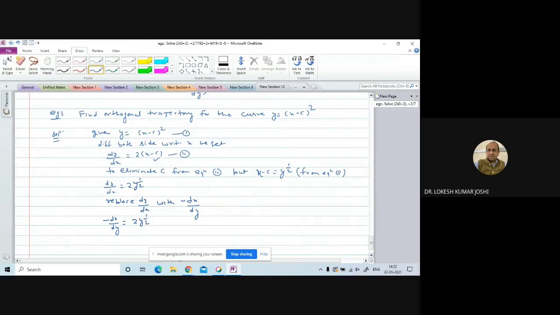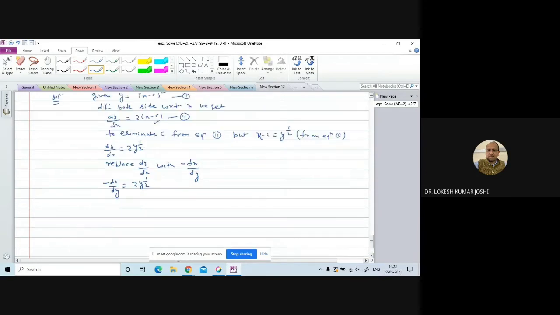Okay, we have a differential equation for the orthogonal curve. If we solve it, we get the orthogonal trajectory of y equals (x minus c) whole square. We use variable separable. Minus 2x dx equals 2y to the power half dy, and on integration, it is variable separable type. We just integrate it.